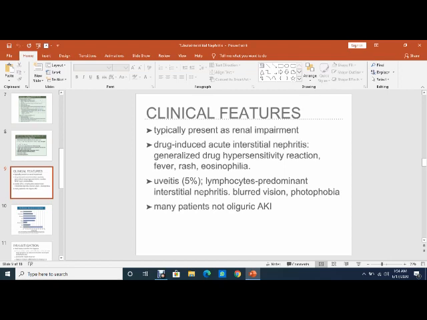Majority of the patients are not oliguric in acute kidney injury because in these conditions the concentration power of the kidney is lost. So that is the reason the patient has good urine output.